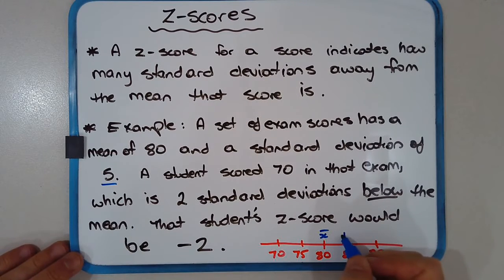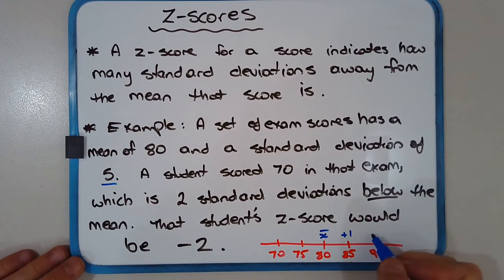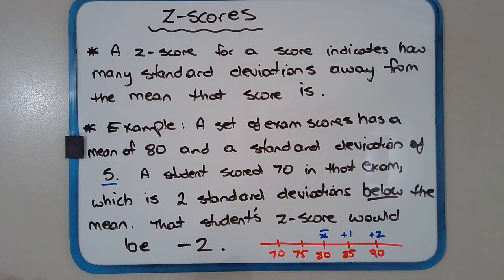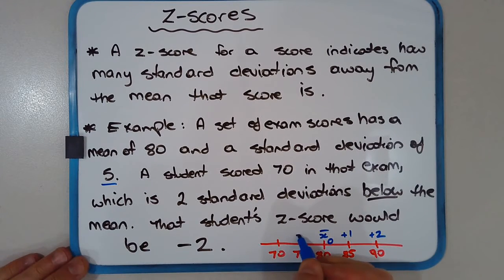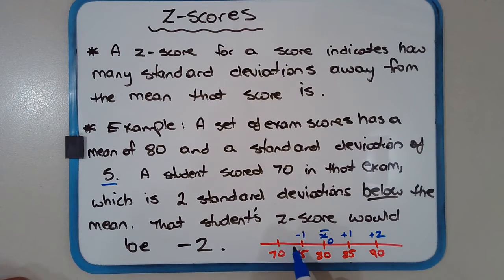So if that's the mean, this is +1 standard deviation. This is +2 standard deviations. The mean itself is 0 standard deviations because it's on the average itself, so it's not either side. 75 is -1 standard deviation below the mean. 70 is -2 standard deviations below the mean.